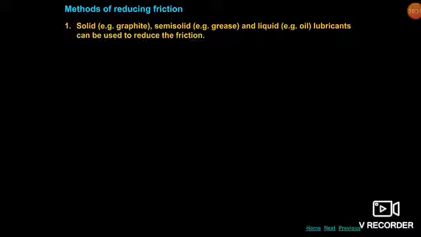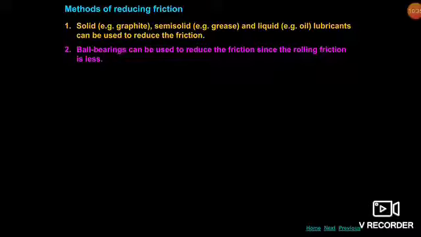Methods of reducing friction, how we can reduce it: solid lubricants, for example graphite, and semi-solid and liquid lubricants can be used to reduce the friction. You can see that we use different types of lubricants in our vehicles also, like engine oil, gear oil, steering wheel oil, power oil and so on. Power oil, actually brake oil, is for a different purpose.